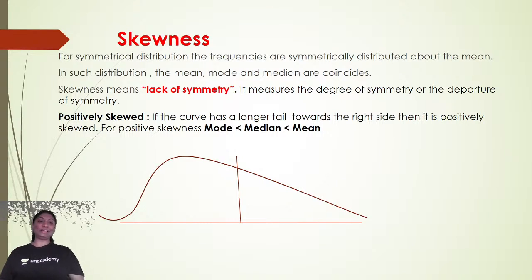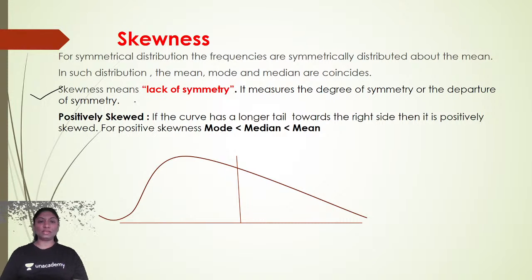Okay, what do you mean by skewness? Now, for a symmetrical distribution, the frequencies are symmetrically distributed about the mean. Whatever mean is given to you, the distribution is symmetrically distributed about the mean. In such a distribution, the mean, mode and median coincide. Now what do you mean by skewness? Skewness means lack of symmetry. But this lack of symmetry is considered with regard to the normal distribution.